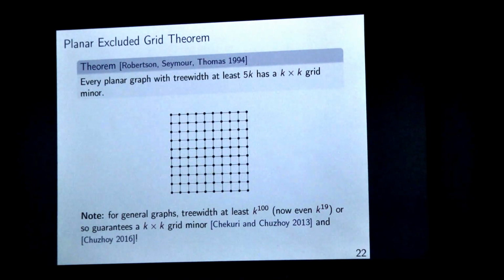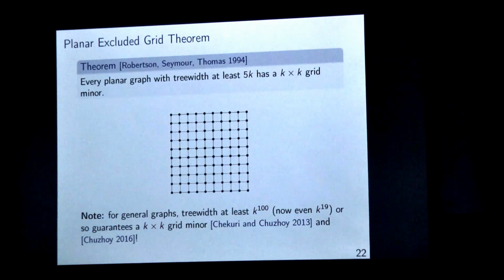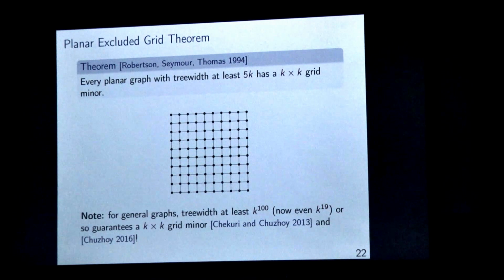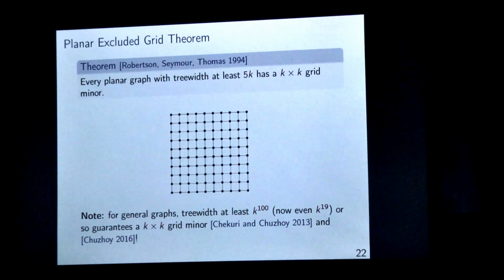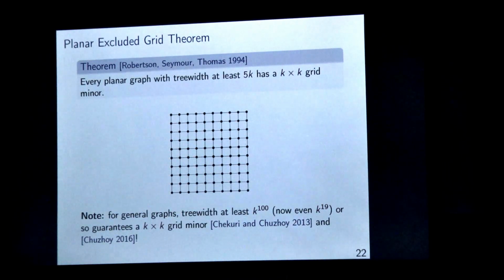Now people ask, what makes the treewidth of a graph large? And people found the most canonical example to be the grid. You can show that a k cross k grid has treewidth exactly k. And what Robertson and Thomas said in 1994 is that every planar graph which has a treewidth at least 5k contains a k cross k grid as a minor.